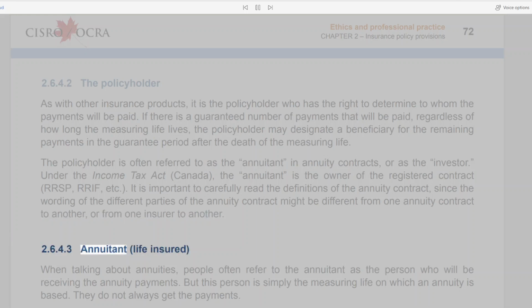2.6.3 Annuitant, life insured. When talking about annuities, people often refer to the annuitant as the person who will be receiving the annuity payments. But this person is simply the measuring life on which an annuity is based. They do not always get the payments.